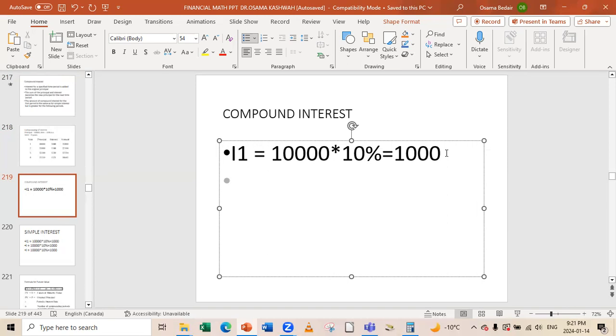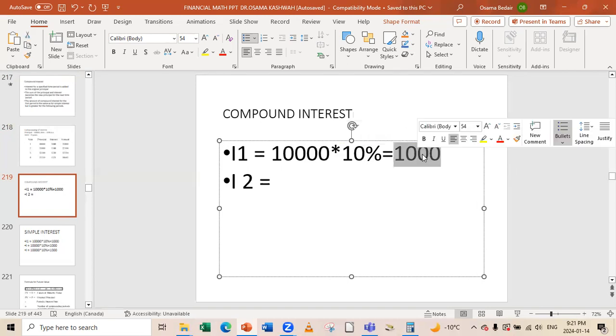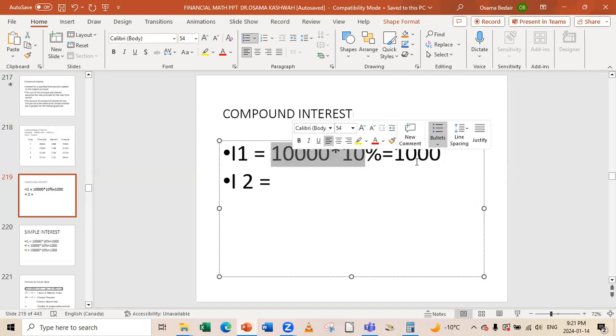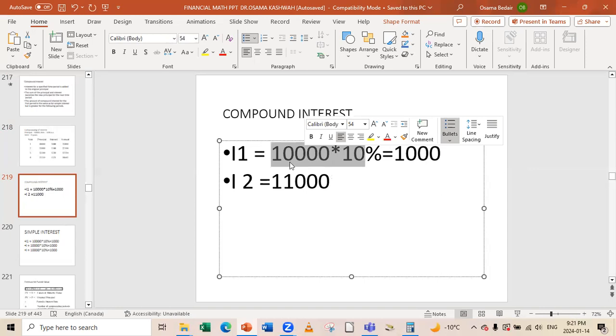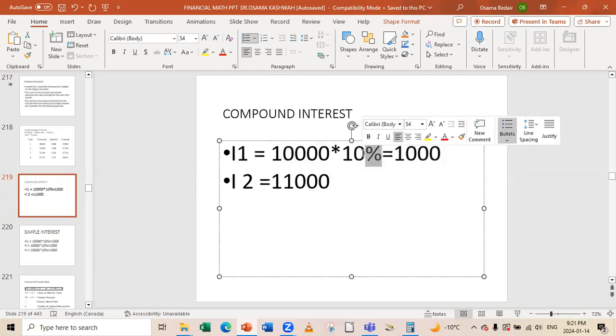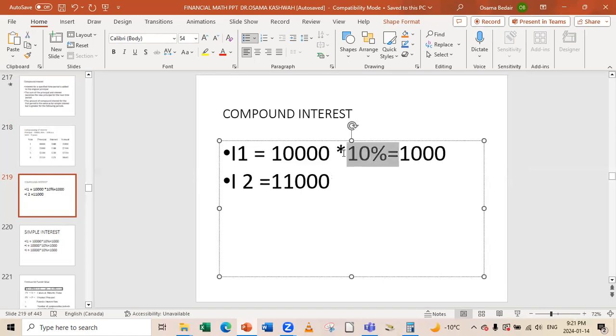The interest of the second year in the compound interest will equal the origin plus the interest together. So origin is 10,000 plus 1,000, that will be 11,000. Again, I add the 10,000 to the 1,000, they became 11,000. Then I will multiply by 10%. So I don't only do like the simple, 10,000 every year at 10%, 10,000 the second year, 10,000 the third year. That was in the simple.